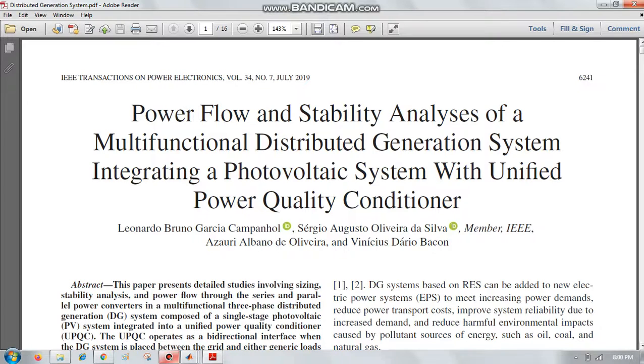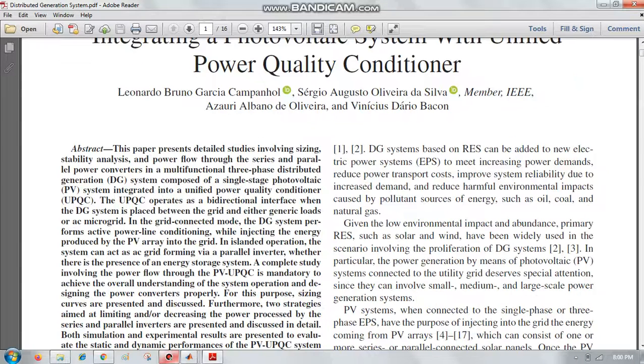In the paper, the UPQC operates as a bidirectional interface when the DC system is placed between the grid and either generic loads or AC microgrid. They have two modes, grid connected mode and islanded operation. In the grid connected mode, the system performs active power line conditioning while injecting the energy produced by the PV array into the grid. And second, in the islanded operation, the system can act as an AC grid forming via parallel inverter where there is the presence of an energy storage system.